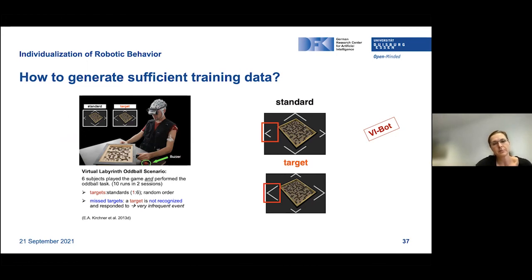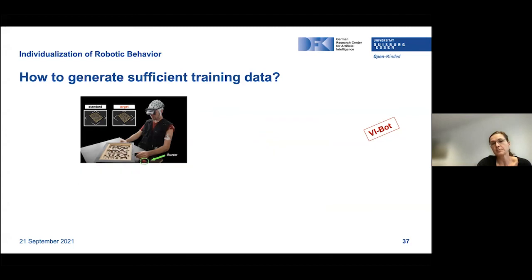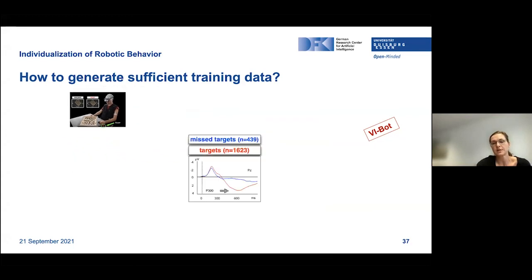The point is, in our scenario, we had 6 subjects playing the game, and all the subjects did 10 runs in 2 sessions. So they did quite a lot of runs, and the target standard was 1 to 6 in a random order. So it was quite high. Usually you do 1 to 8 or something like that. So we wanted to have more target examples, of course. So we stressed that a bit. That means we did lots of experiments to get this average activity here.